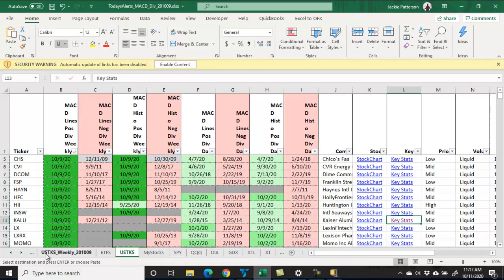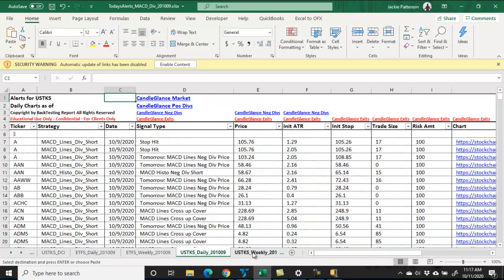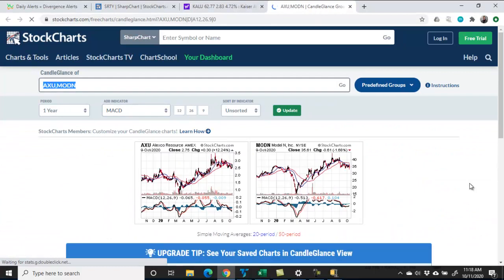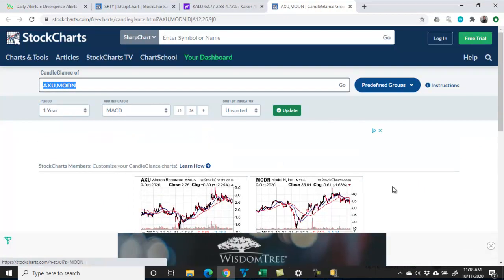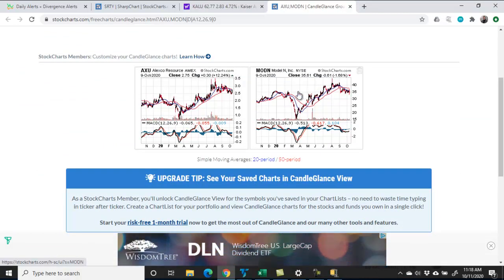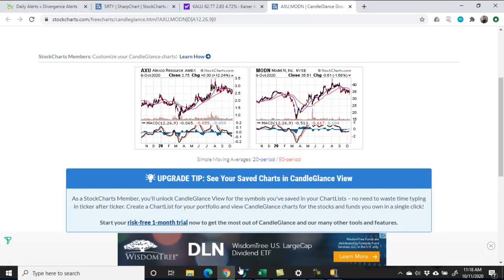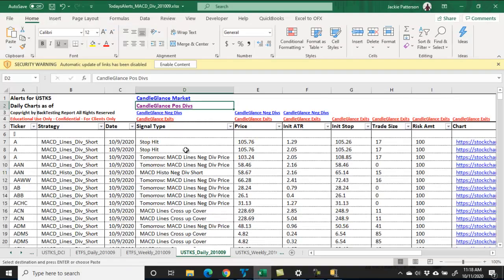Inside the sheet, there's more. There are the daily and weekly lists of the divergences, and a couple of things that are interesting here. One, starting at the top, are the lists of the candle glance charts. These bring up thumbnails in stock charts showing you what the recent divergences are, so you have a way to look through the charts pretty quickly. If there are more tickers than will fit in a single candle glance chart, they're spread out here.